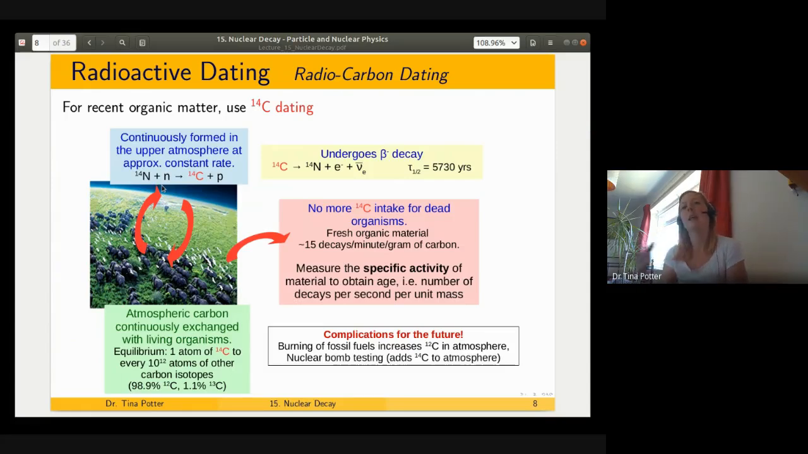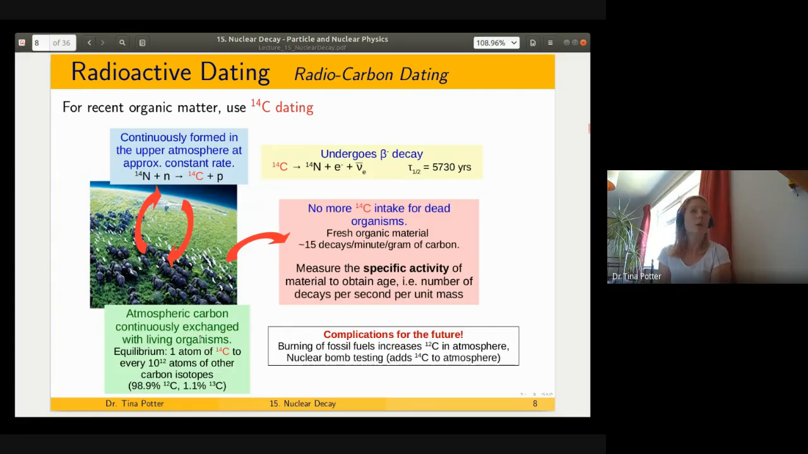Now, carbon-14 is being made at this constant rate. That means that it enters this carbon cycle and it's exchanged with living organisms like plants, animals, etc. And any living organism is going to reach an equilibrium with this carbon-14 to the rest of our carbon isotopes. So we are vastly dominated by carbon-12. Almost 99% of us is carbon-12, and about 1% is carbon-13, and about 1 in every 10 to the 12 carbon atoms is carbon-14. So this is very, very rare.